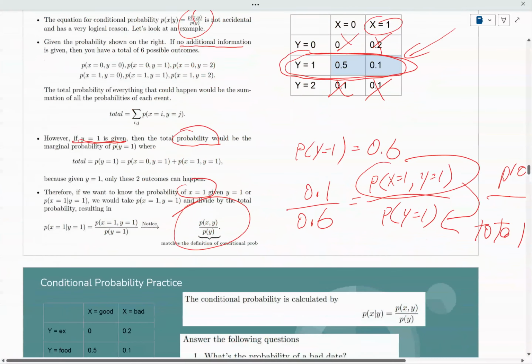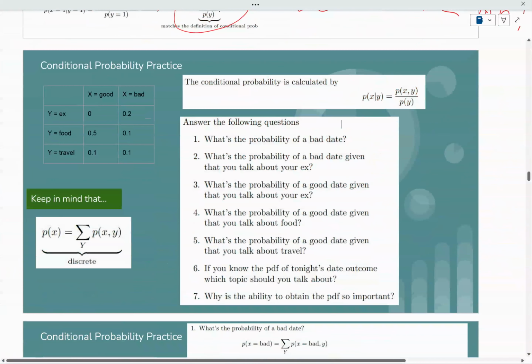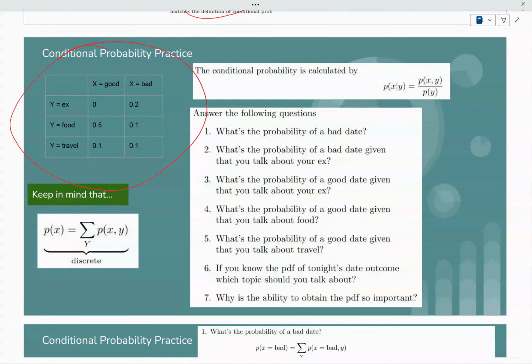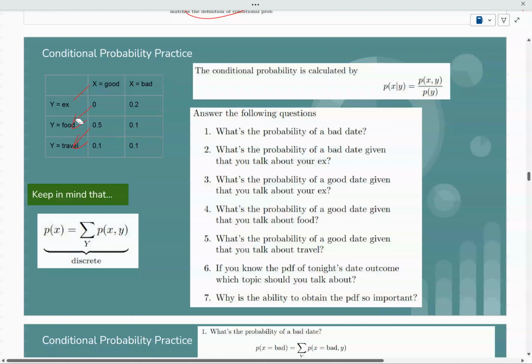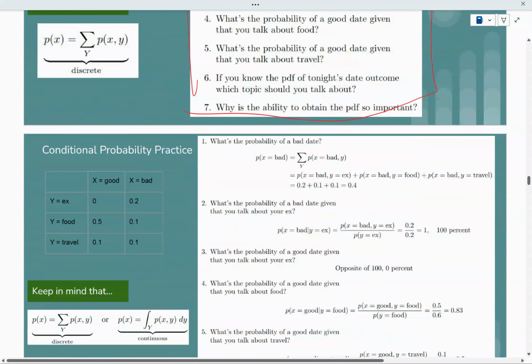Okay, so let's do a quick practice. Hopefully you can try to understand this equation given this table here. This is the probability of you having a good day and the probability you have a bad day, and these are the topics you can talk about: X, food, and travel. Given this table, try to answer the following questions. Pause the video. The answers are on the next page. We're going to continue.